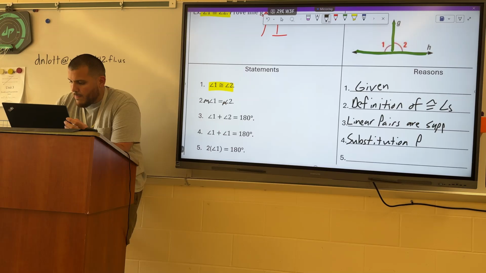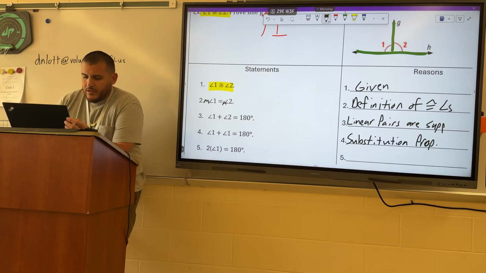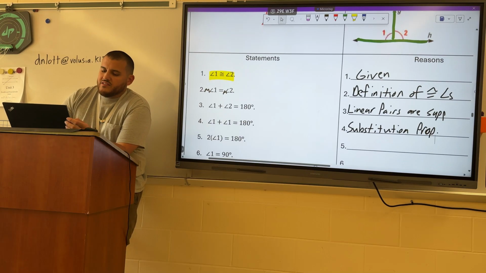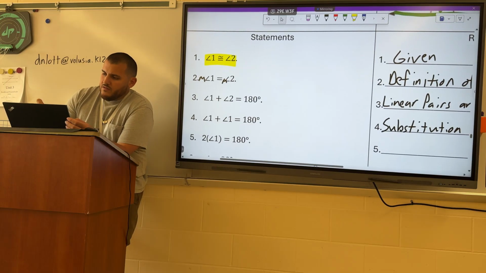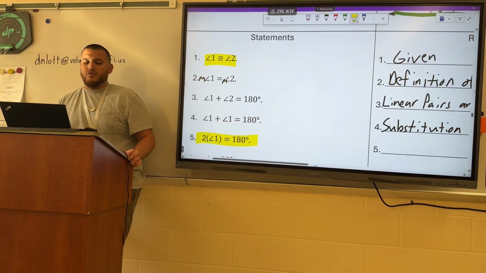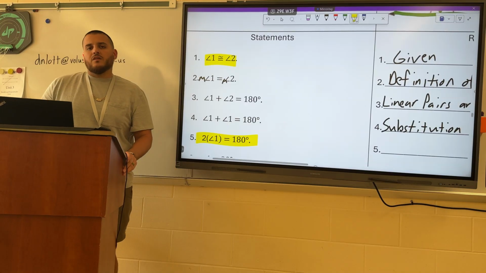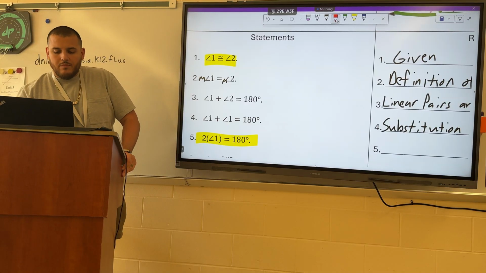Substitution property. All right, next, we have a funky looking statement here. We're not used to seeing that in proofs, right? But this really isn't any different than algebra and combining like terms.